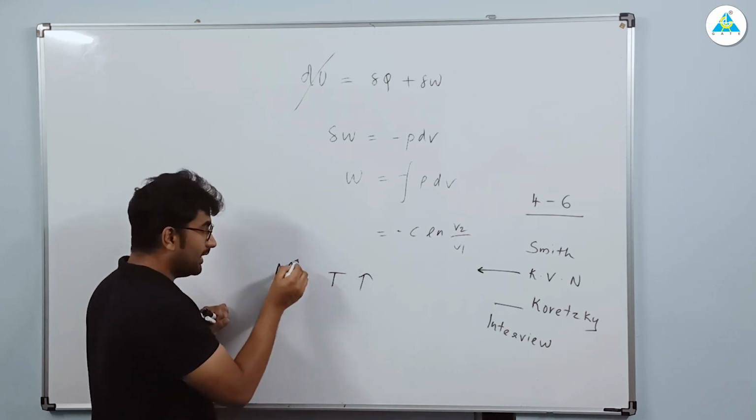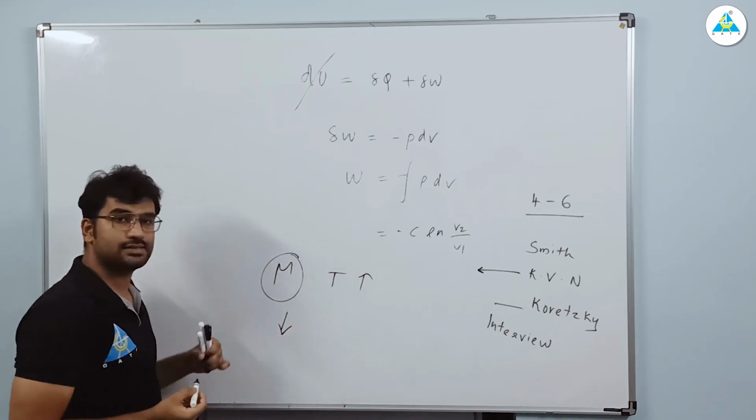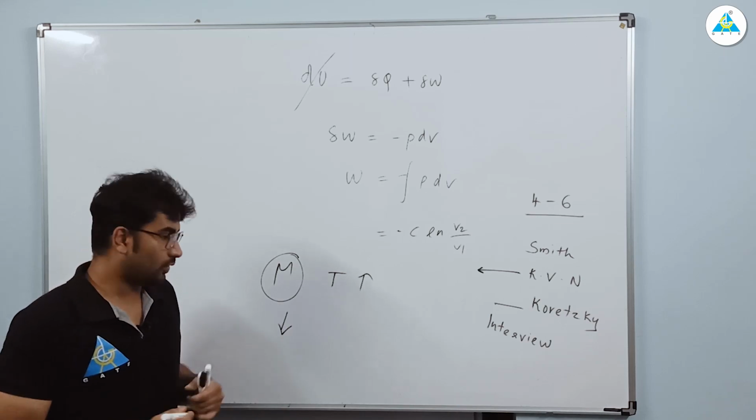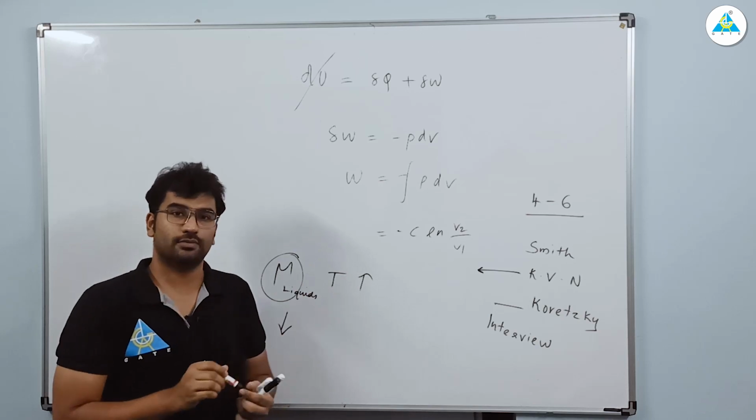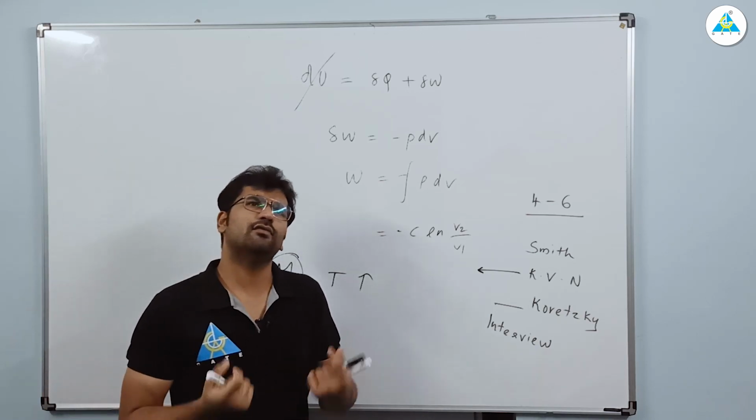Right? Viscosity of the liquid will decrease. Viscosity of the liquids will decrease when we increase the temperature. How can we understand this? How can we keep this in mind?